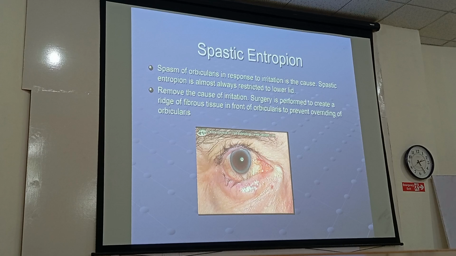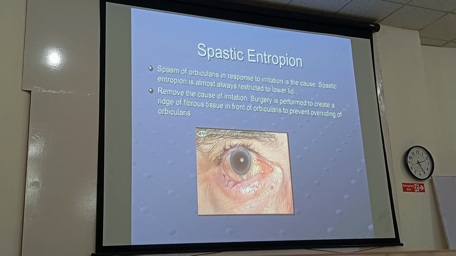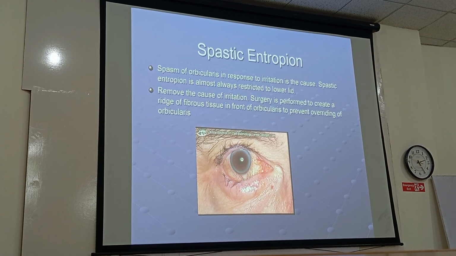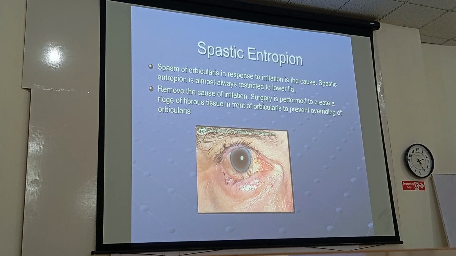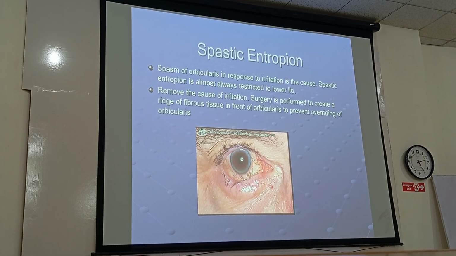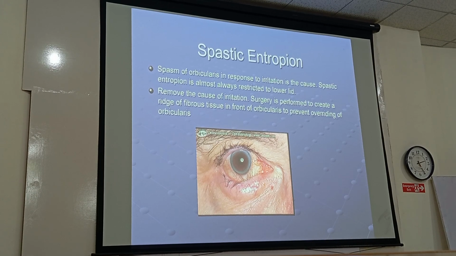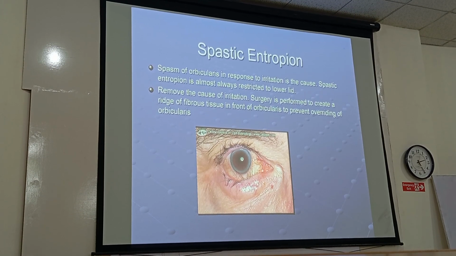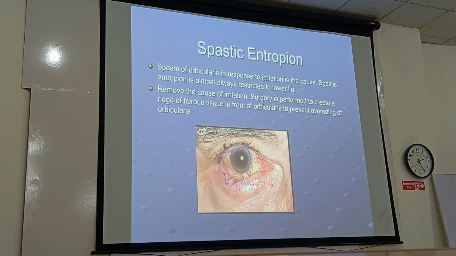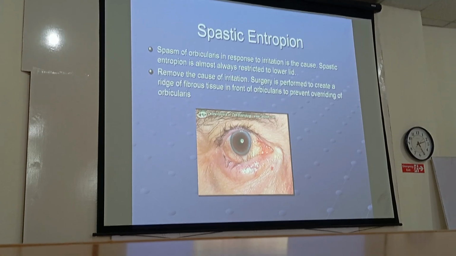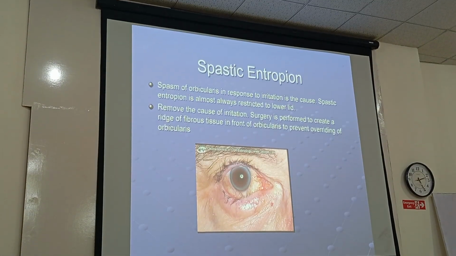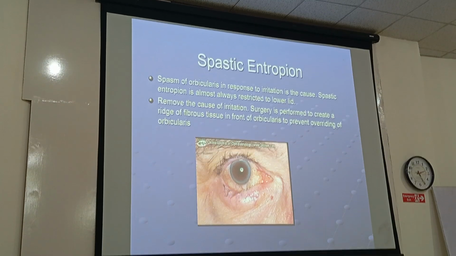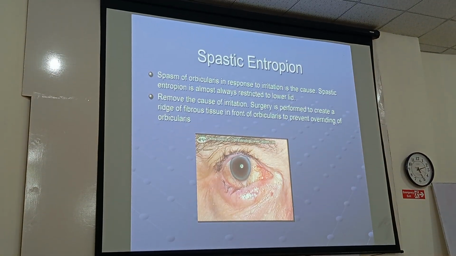Spastic entropion, spasm of orbicularis in response to irritation is the cause. Spastic entropion is almost always restricted to the lower lid. The lower lid is supplied by the facial nerve, which supplies the orbicularis. If it or any branch of it becomes irritated, it can cause permanent spasm of the upper or the lower eyelid, and it can cause spastic inward turning of the lower lid or upper lid.